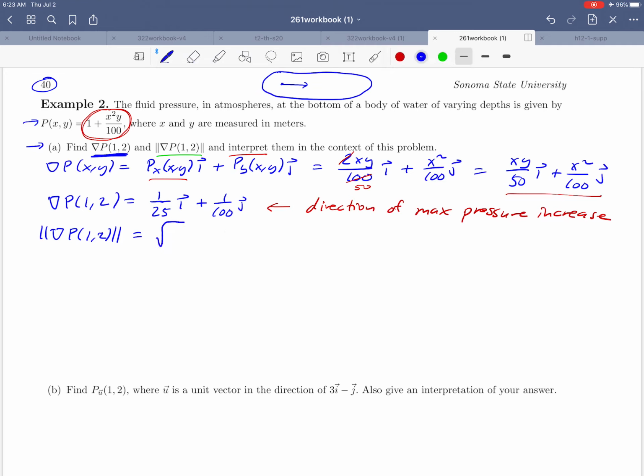Okay, let's try that again. So (1/25)^2 plus (1/100)^2. And if we get a number for that, rounded off, it's about 0.041. And you might remember the magnitude of the gradient gives us the magnitude of the greatest change. So we'll say it this way: the magnitude of the maximum pressure increase.